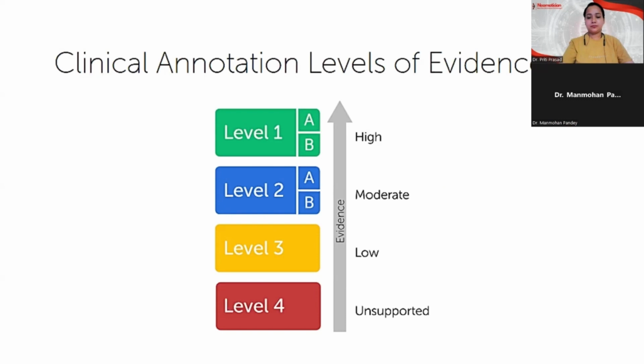If the clinical annotation level of evidence is very high, that dosing criteria is recommended. But if it is very low, it depends upon the patient phenotype, how the patient is reacting to that particular drug. If they are not reacting well to that drug, then that might be recommended. But level 1 and 2 have strong association, and those can be recommended.